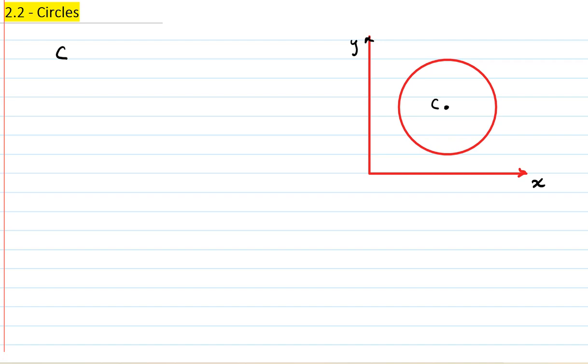Now the coordinates of the center of the circle, again, every point has an x and a y. We're going to let h represent the x and k represent the y coordinate of the center. And then the radius would be r, and this would be any other point on the circle.